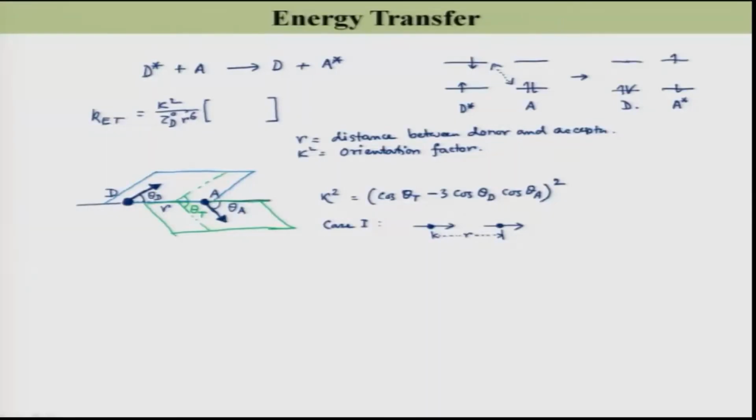So, in this case, what is the value of theta A, what is the value of theta D, and what is the value of theta T? Theta A is equal to 0, theta D equal to 0, theta T equal to 0. So, for these values of theta, kappa square will be equal to cosine 0 minus 3 cos 0, so this will be 1 minus 3, so minus 2 squared, which is equal to 4.